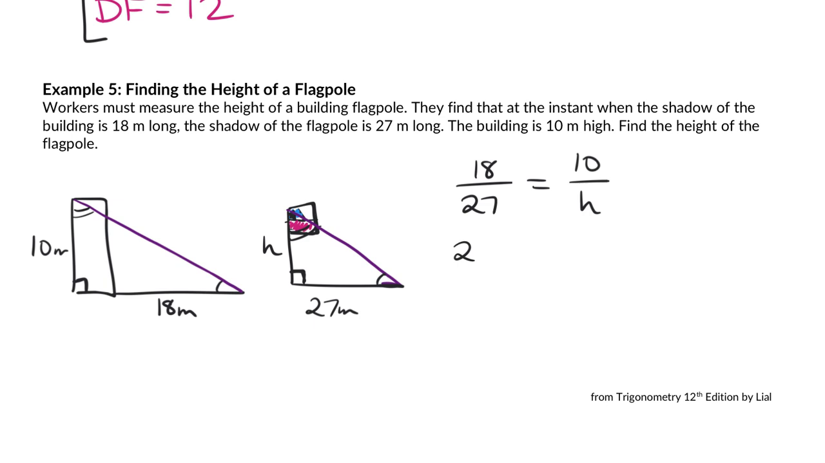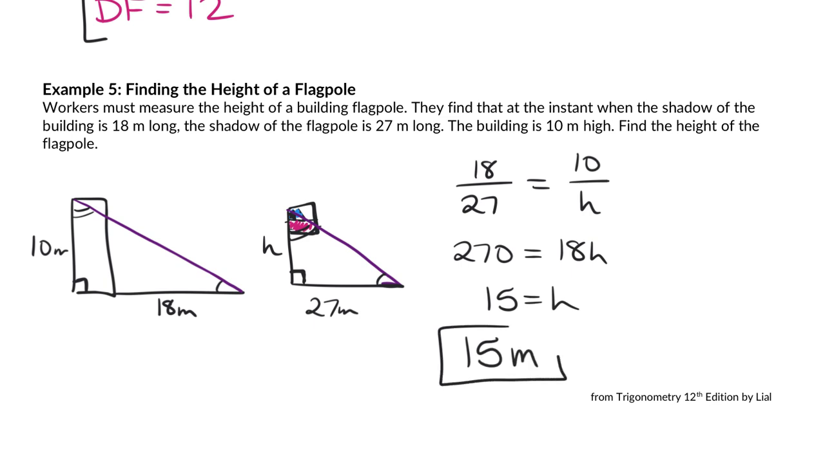27 times 10 is 270. 18 times h is 18h. Divide 270 by 18. The height is 15. So we would answer, because we're all about units, 15 meters. If units are given to you, units are required at the end.